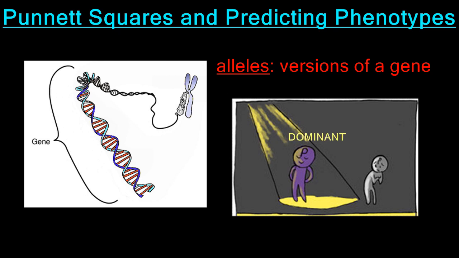Some alleles are dominant over other recessive alleles. That just means that a dominant allele covers up a recessive allele. A recessive allele may be hidden by a dominant allele. Dominant alleles are represented by capital letters, while recessive alleles are represented by lowercase letters.